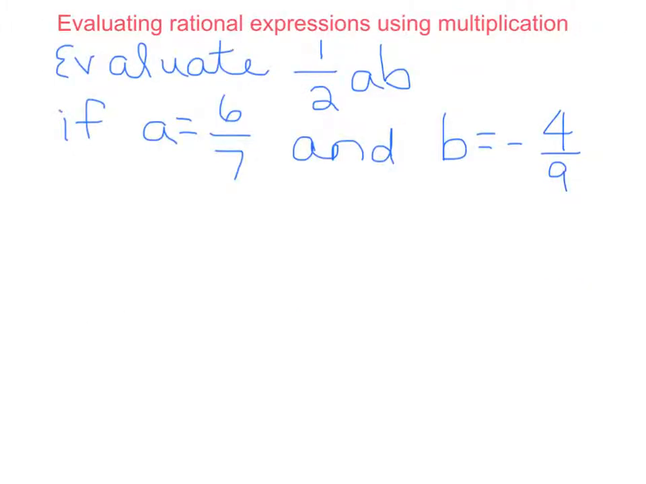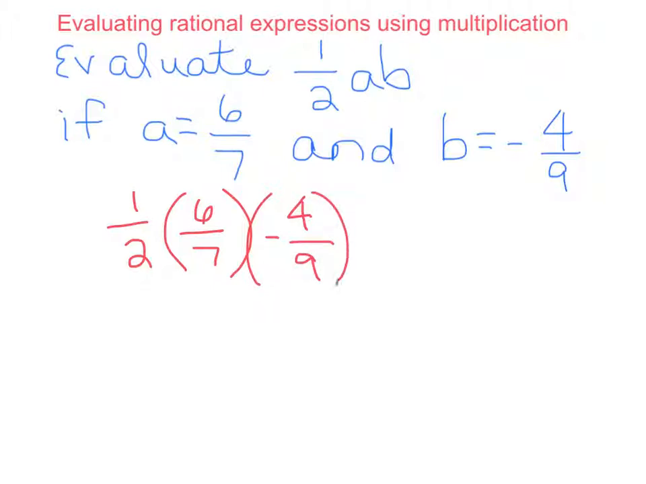We can also use fractions when we're evaluating expressions. Sometimes there's a fraction that is replacing a variable in an expression, and we have to calculate those fractions to find the final answer. So in this example, we have 1/2 times A, which is 6/7, times B, which is -4/9. So here we're actually multiplying 3 different fractions at one time.